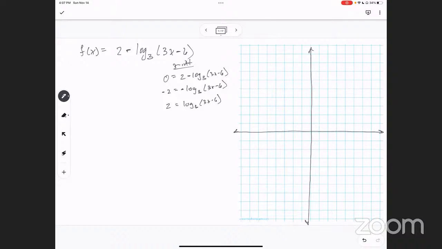Okay. Good job. 3 to the power of 2 equals 3x minus 6. Good. So 9 equals 3x minus 6, plus 6 plus 6. 15 equals 3x, x equals 3. Not 3. Shoot. 5. Oh yeah, 5. That's what I meant. Yeah, I thought you did. Okay, so x equals 5. So that's good. That's one of our points that we're going to want, right? The x equals 5. There's our x-intercept. What's our y-intercept?